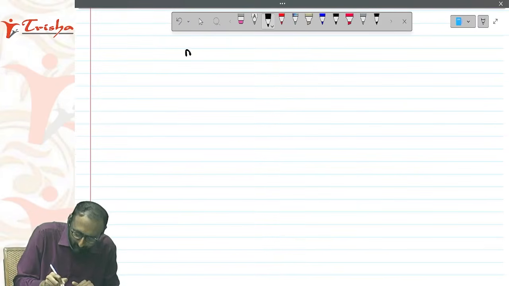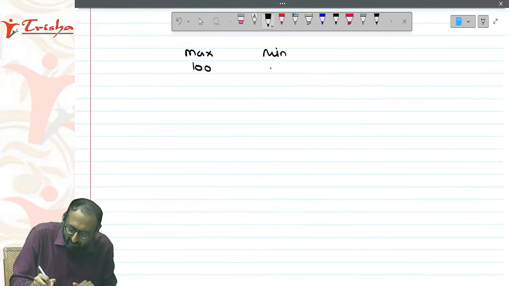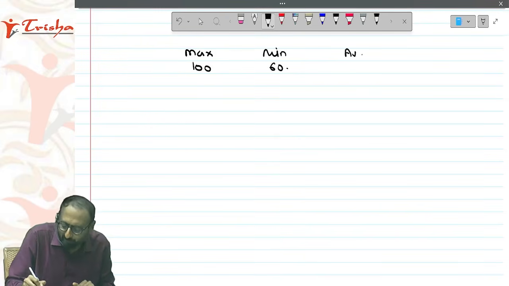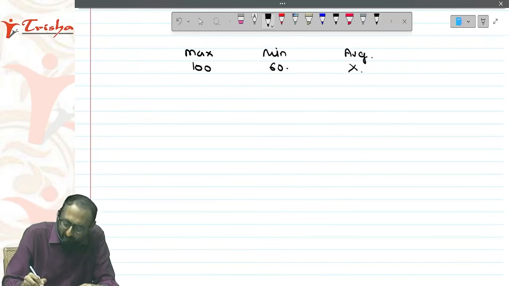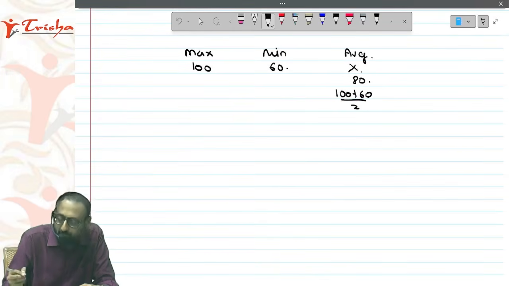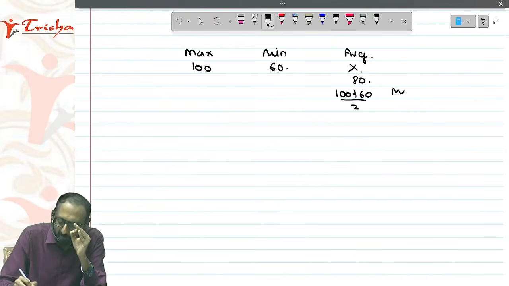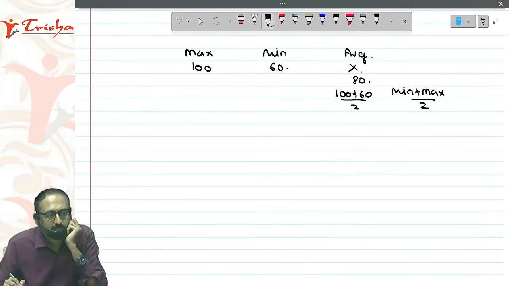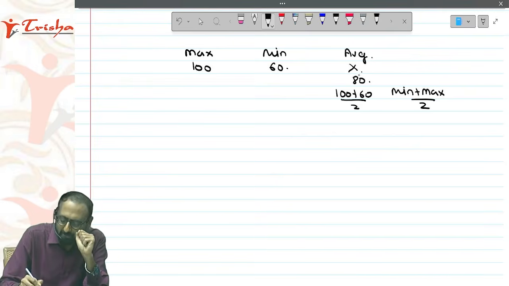If in a question maximum consumption is given 100, and minimum consumption is given 60, kindly tell me what will be your average consumption. Average consumption is not given in the question. So what will be your average consumption, Sirji? Is it 100 plus 60 divided by 2? Is it 80? So if average consumption is not given in a question, you will apply the formula minimum consumption plus maximum consumption divided by 2. Correct, sir? A very important rule. If in a question average consumption is directly given, 75.